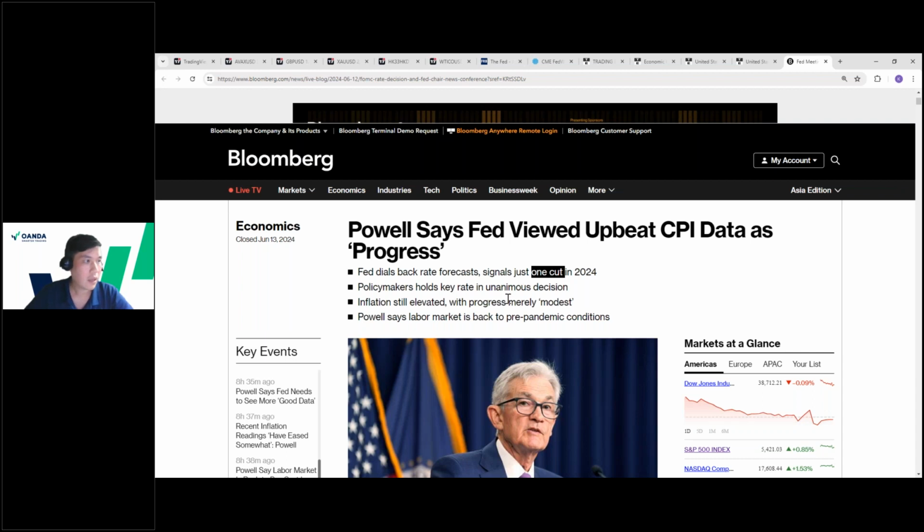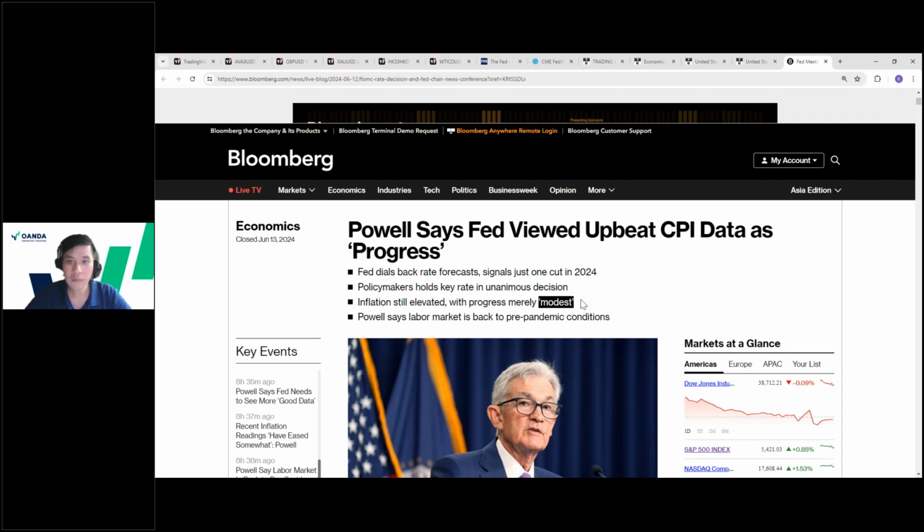And the most important thing here is that inflation is still elevated, but noted that progress has been merely modest only. The keyword was modest. The thinking of the Federal Reserve officials is that they are still data dependent. That means they want more data to come in to confirm their stance that inflation has indeed slowly cooled down to the targeted 2% level.